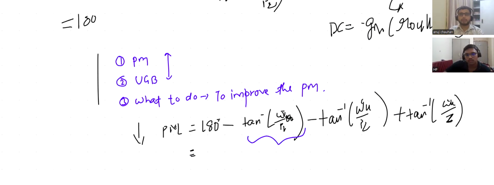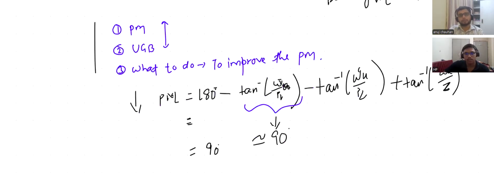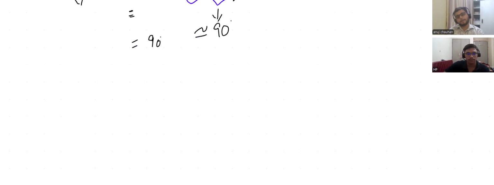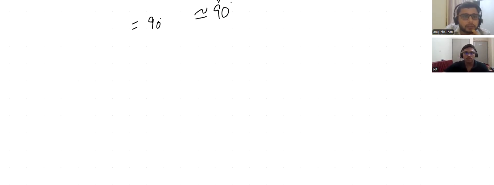It reduces to nearly 90 degrees, because omega UGB is much greater than this pole one frequency. So 90 minus some tan inverse of these two terms, plus the zero term. What is the UGB? UGB is DC gain times P1 for a first order system in general. Okay, I got the point, I got what I want from this question.